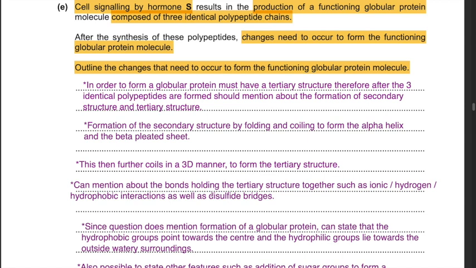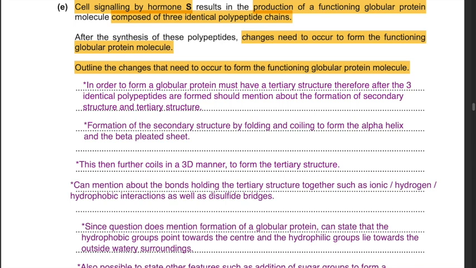Part E. Cell signaling by hormone S results in the production of a functioning globular protein molecule composed of 3 identical polypeptide chains. After the synthesis of these polypeptides, changes need to occur to form the functioning globular protein molecule. Outline the changes that need to occur to form the functioning globular protein molecule. In order to form a globular protein, it must definitely have a tertiary structure.